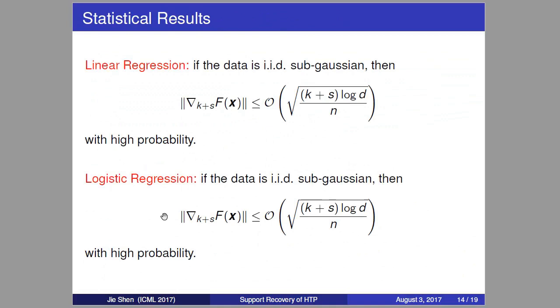Now I'm going to state some statistical results. These results are actually well known in the literature, so I just briefly introduce them. Basically, suppose that the data is i.i.d. sub-Gaussian. Then for linear regression, we can choose the function f as the least squares and show that the gradient of f(x) is upper bounded in this form. So basically it means if we have sufficient samples, the gradient vanishes and it becomes easier to satisfy the x-min condition. And likewise for the logistic regression model.